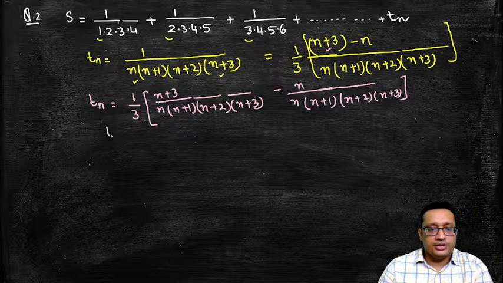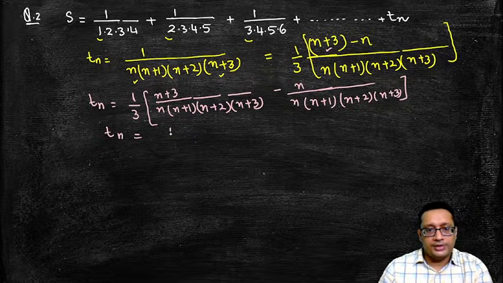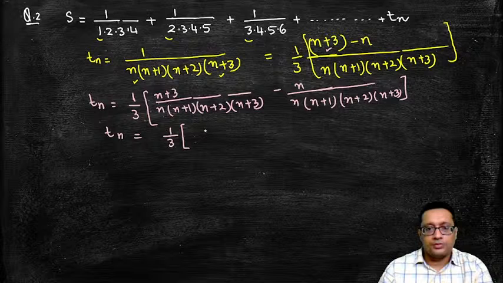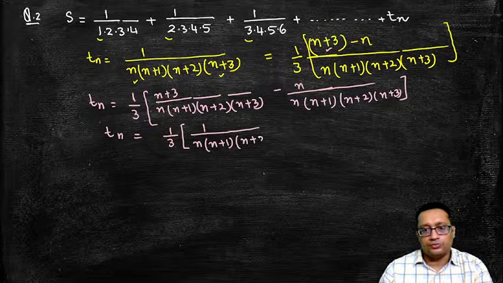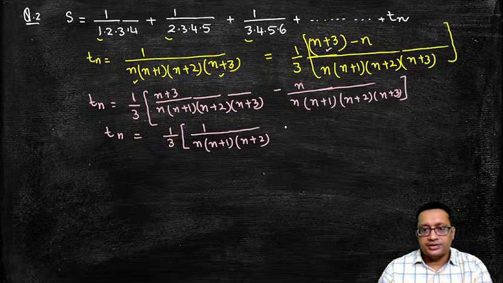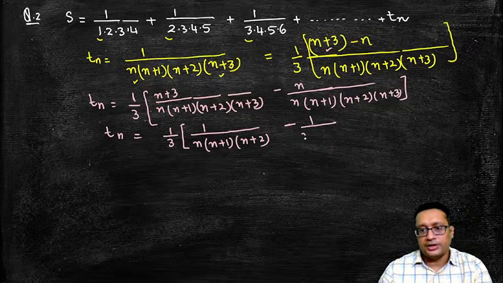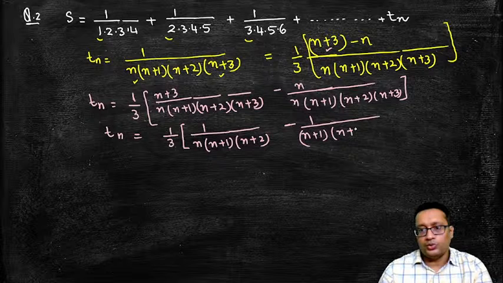So Tn becomes 1 by 3, 1 upon n(n+1)(n+2) minus, this gets cancelled, and this becomes 1 upon (n+1)(n+2)(n+3).